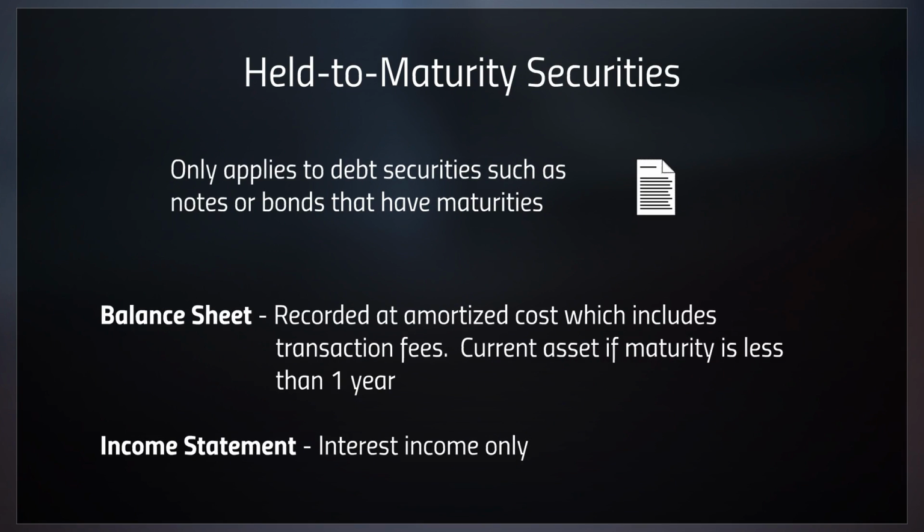Next, we have the held to maturity securities, and this is very straightforward. Again, this only applies to debt securities which have a maturity, so notes or bonds. On the balance sheet, we're going to record these at amortized cost, which takes into account transaction fees, but also any premiums or discounts that we're amortizing over the life of this security. If there's less than 1 year left on the maturity, we're going to classify it into current assets. If there's still more than a year left to go, we'll throw it into our non-current or long-term assets. The income statement is just the interest income on the security, even through to the maturity. The only thing we're posting is whatever we're earning on the investments in the form of interest.